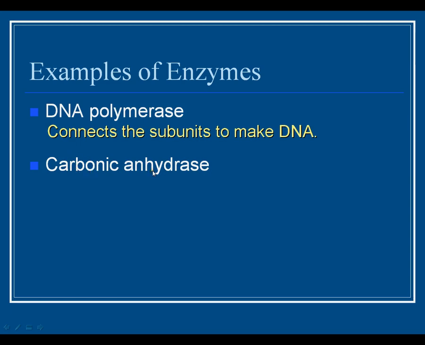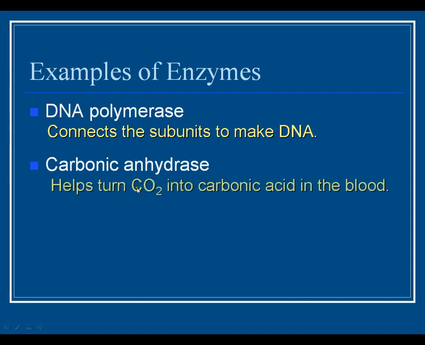Carbonic anhydrase. Okay, this one's a little bit tougher, but we know that it's going to involve what element? Carbon. So this is the one that helps turn carbon dioxide into carbonic acid in our blood so that we can survive. So whenever you see examples of chemicals or proteins, and they have this ASE at the end, the polymerase, anhydrase, they are enzymes.